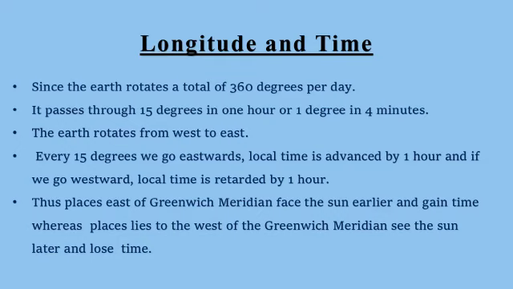So for every 15 degrees we go eastwards, local time is advanced by 1 hour, and if we go westward, local time is retarded by 1 hour. In this way, we can conclude that places east of the Greenwich meridian face the sun earlier and gain time, whereas the places which lie to the west of the Greenwich meridian see the sun later and lose time.